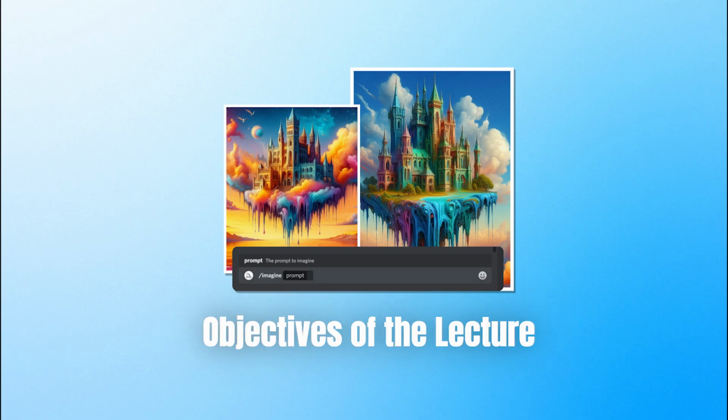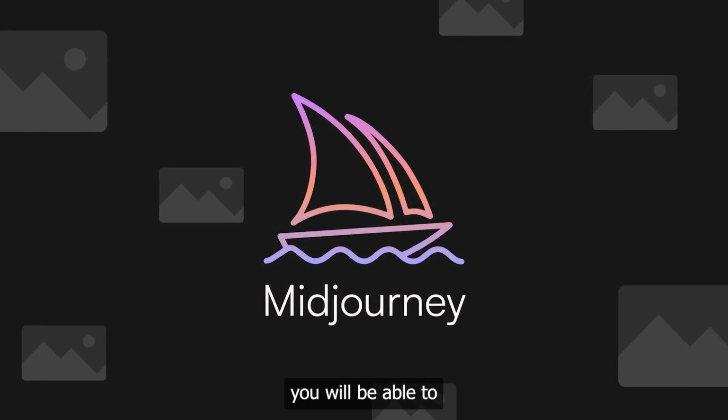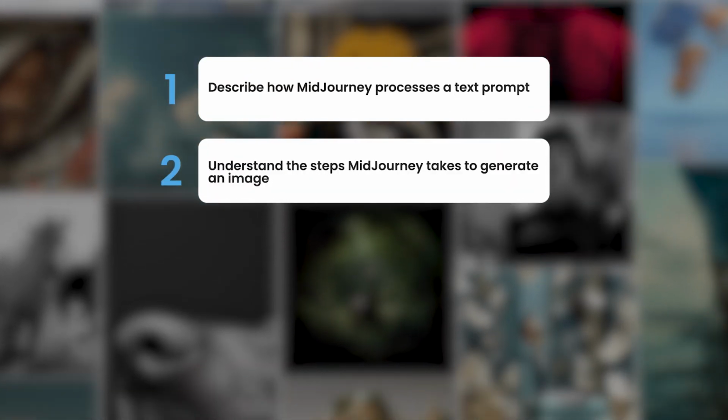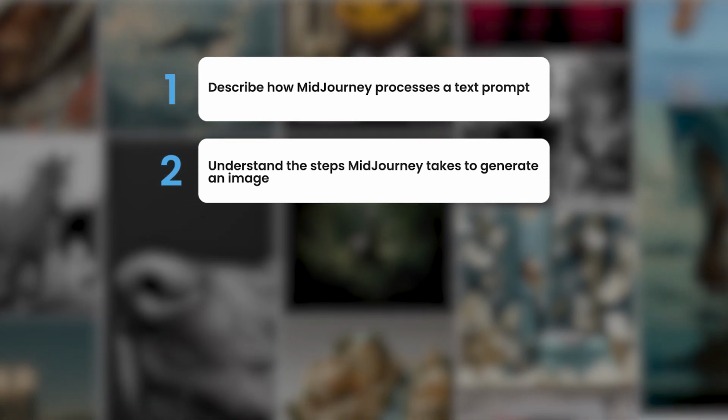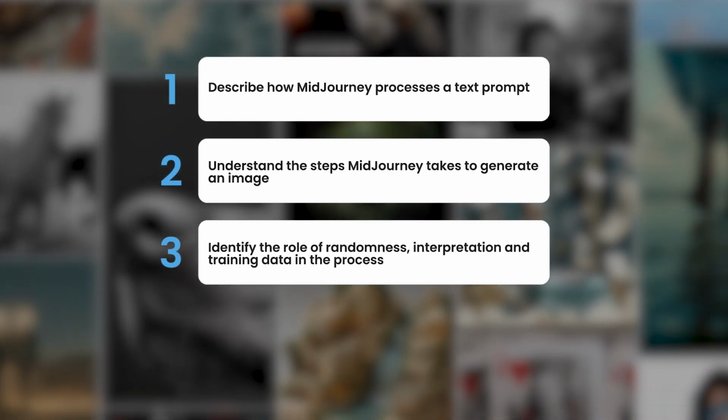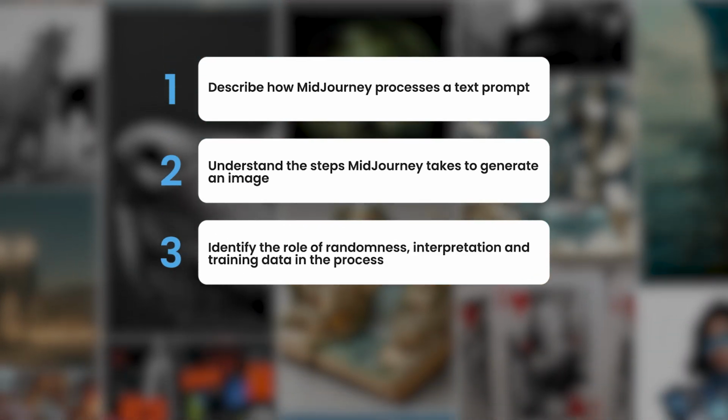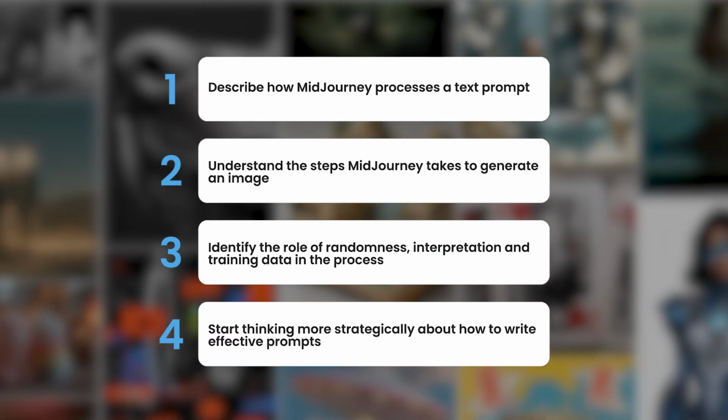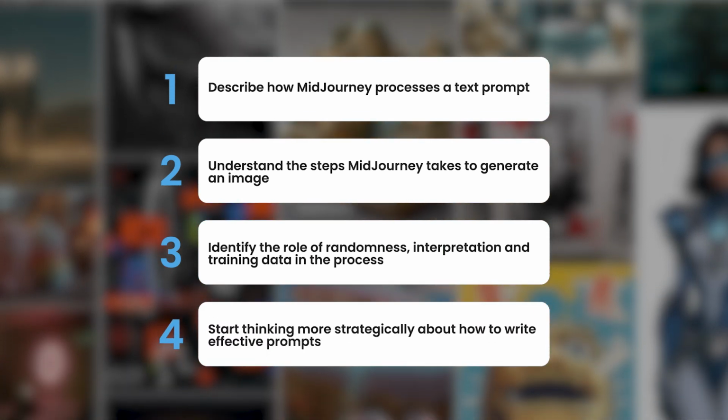Objectives of the lecture. By the end of this lecture, you will be able to describe how MidJourney processes a text prompt, understand the steps MidJourney takes to generate an image, identify the role of randomness, interpretation, and training data in the process, and start thinking more strategically about how to write effective prompts.